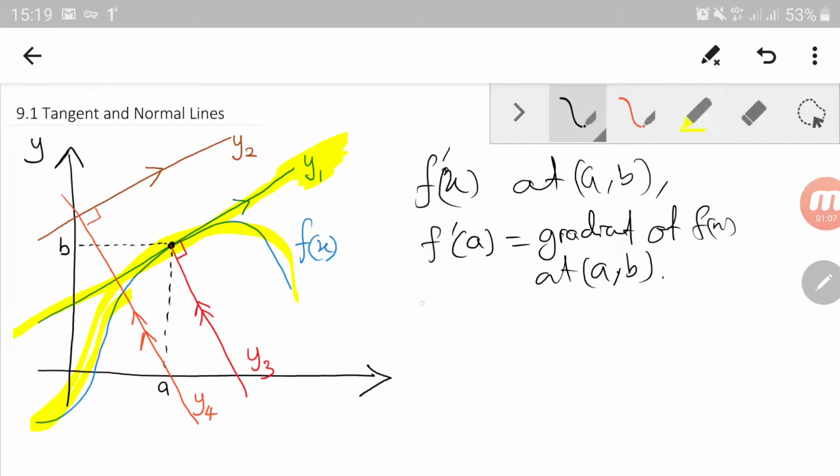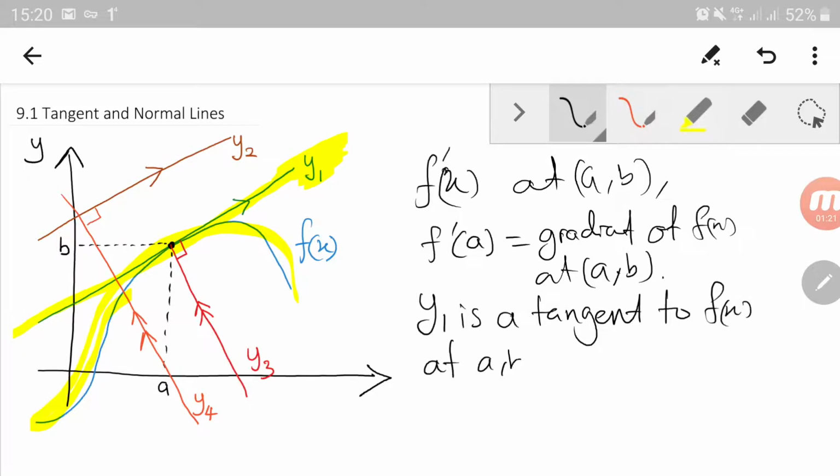So y1 is a tangent to f(x) at (a, b), because they meet at only one point over here, (a, b). They share the same gradient, and we can get the gradient by differentiating f(x). So now we know what y1 is.